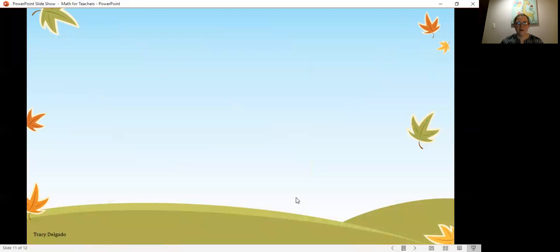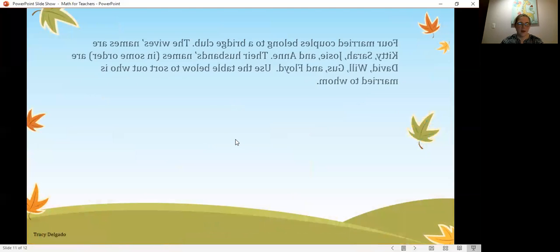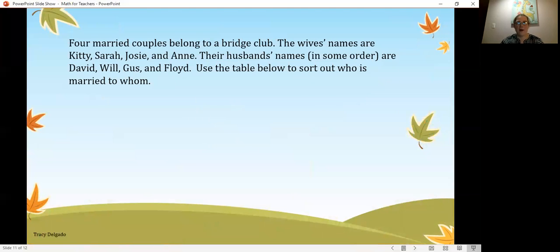Okay, and then our next one we have 4 married couples belong to a bridge club. The wives' names are Kitty, Sarah, Josie, and Ann. Their husbands' names are David, Will, Gus, and Floyd. And we're going to use the table below to sort out who is married to whom.